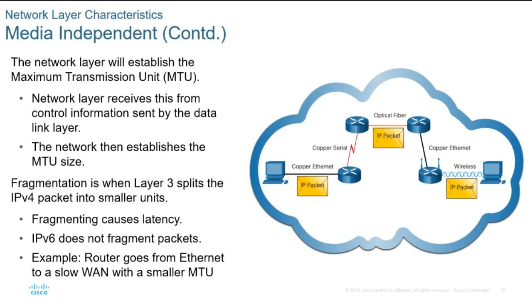And then fragmentation is when layer 3 splits the IPv4 packet into smaller units. So, nagkakaroon ng fragmentation. The fragmentation causes latency. IPv6 does not fragment packets. An example is when a router goes from Ethernet to a slow link with a smaller MTU, or yung maximum transmission unit.